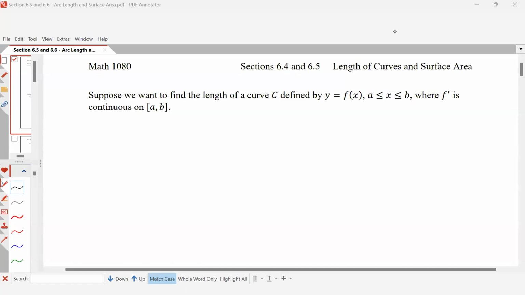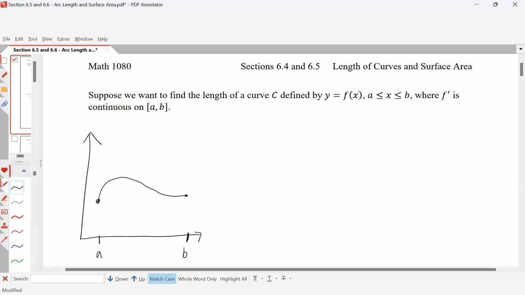Hello, in this video, we are looking at how we can find the length of a curve defined by a function. So suppose we have some function defined from A to B, and we want to find how long this curve is.